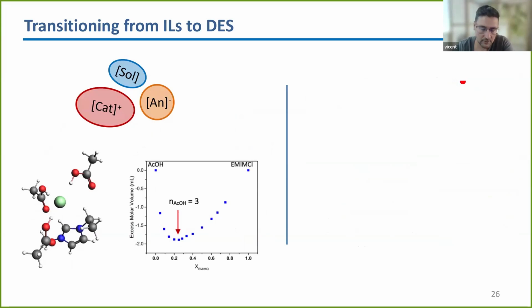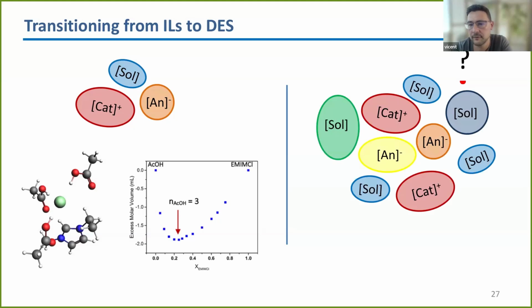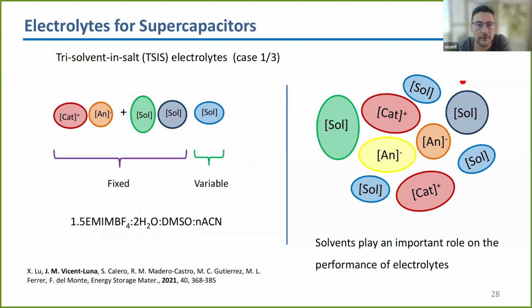So this is an example where only by mixing a simple ionic liquid with a simple solvent, we can change the properties of the whole system substantially. So what will happen in the case where we have a much more complex system, much more complex mixtures? This comes from the last part of the results of this presentation.